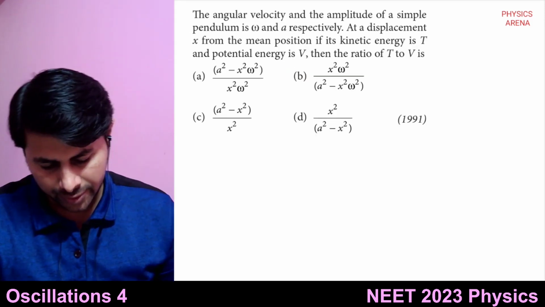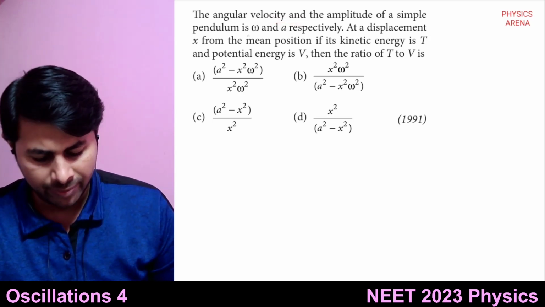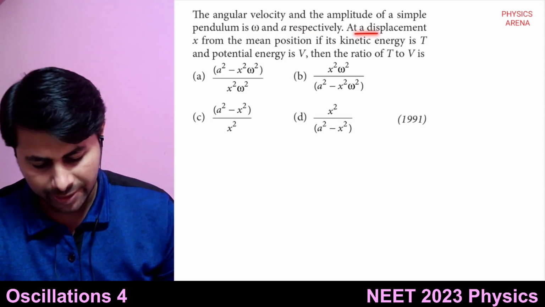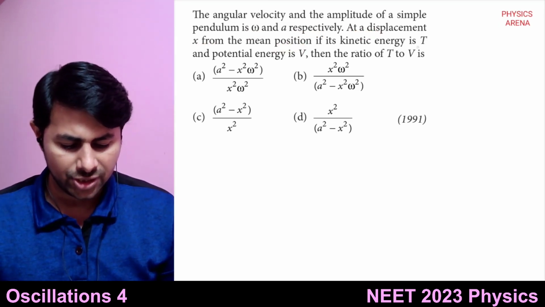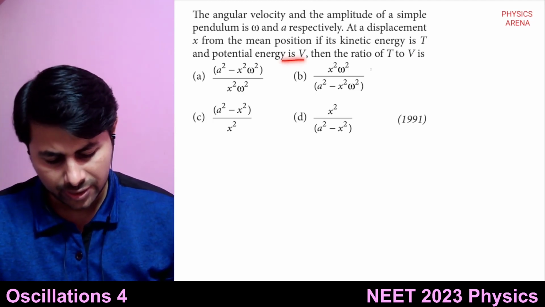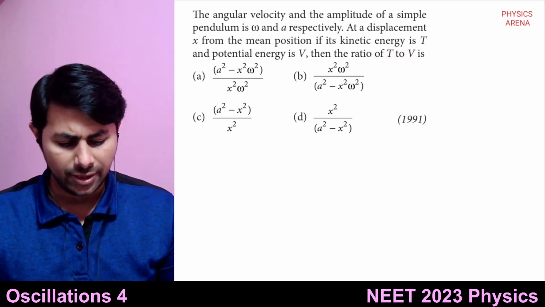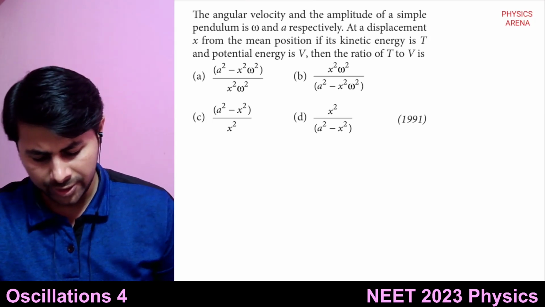The angular velocity and the amplitude of a simple pendulum are omega and small a respectively. At a displacement x from mean position, if its kinetic energy is T and potential energy is V, then the ratio of kinetic energy to potential energy is? So that is simple, right?